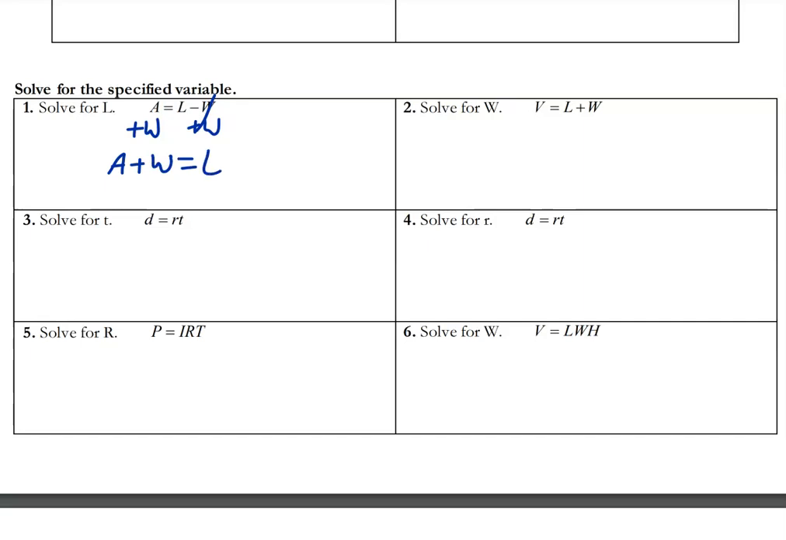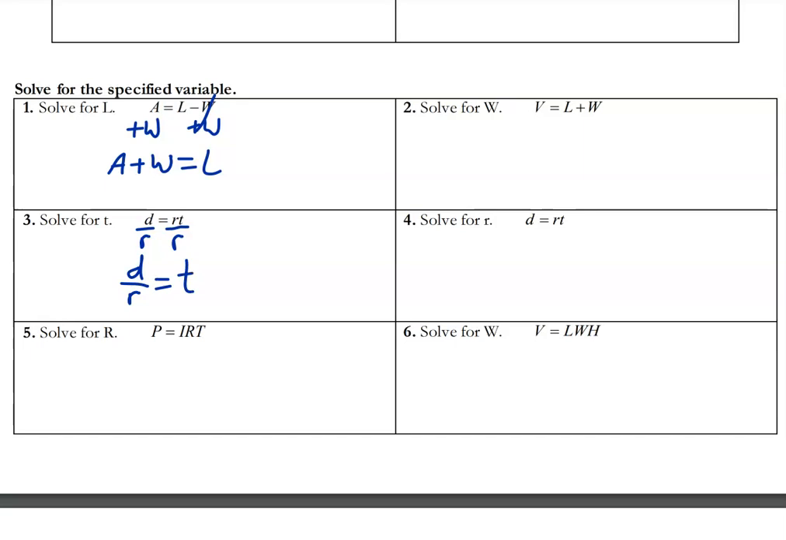Pretty straightforward. Number 3, we're solving for T. This time, that means we're trying to get rid of R. R is multiplying times T. So in order to get rid of it, again, you do the opposite. The opposite of multiplying would be to divide by R. Then we get D over R equals T.